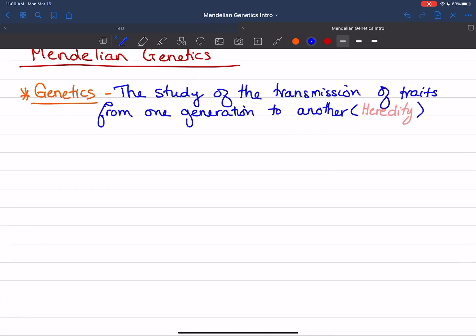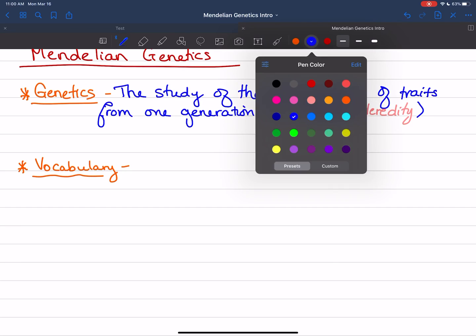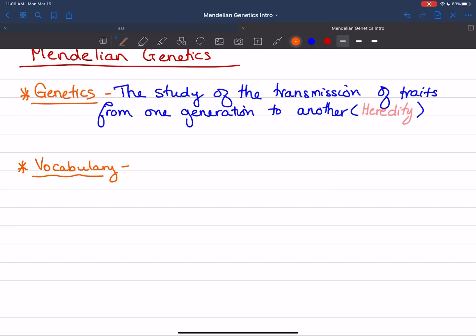Okay, so another thing that we also should probably go into is a little bit of vocabulary. Again, as we've done this before, some of it you might have heard already, and some of it might be new to you. So let's say that we're going to go with genes.